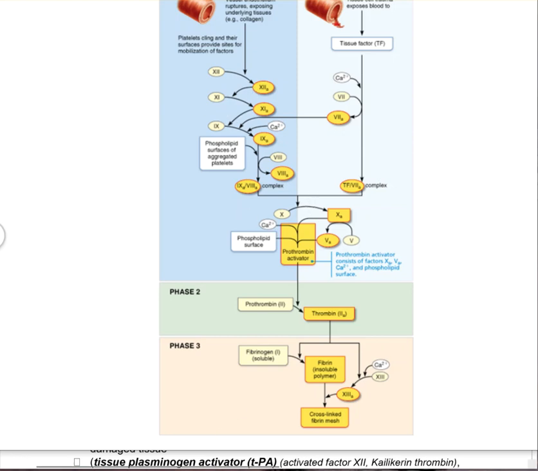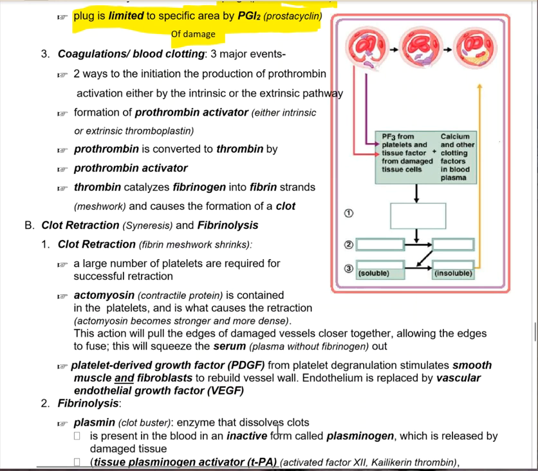Okay, so if you flip back to our notes, you'll notice this part here is similar to the bottom of that page, and we're going to actually put some stuff in here and talk about this a little bit. So what happens in blood clotting? There are 3 major events.